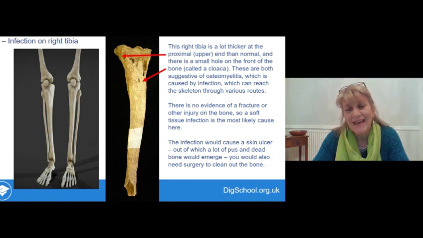Obviously, the question is, how did the infection get there? There's no evidence of a fracture or a broken bone, which might have introduced an infection. So it may well just have been a soft tissue infection, perhaps an injury to the muscle, which then got infected and then got down deep to the bone. It would cause an ulcer, which eventually would need to be cleaned out. Would have pus and probably dead bone in it, so really quite unpleasant. You'd probably need surgery or at least some very good cleaning out and packing with some sort of antiseptic to make that bone heal, make that infection clear up.